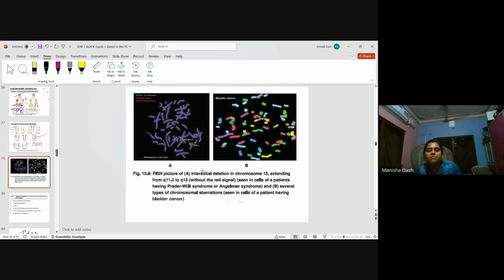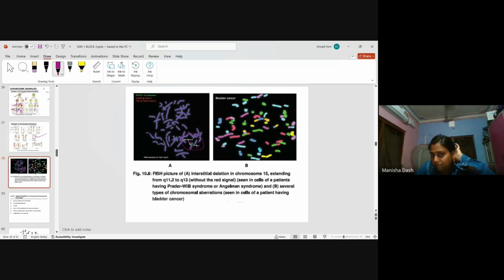So this is an example of a FISH image showing chromosomal aberrations. You can observe here the interstitial deletion in chromosome number 15. This green part is actually showing where the chromosome has been deleted. From this section, this portion, a few chromosomal segments have been deleted.